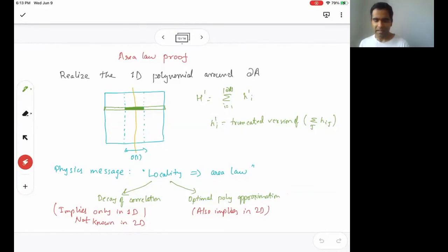And I'll give an intuition for why one could view this optimal polynomial approximation as a view of locality. But I guess the main message is that this actually helps to prove a 2D area law in comparison to the usual notion of decay of correlation. So this is sort of a physics message to adapt a more general notion of locality around the cut, essentially.